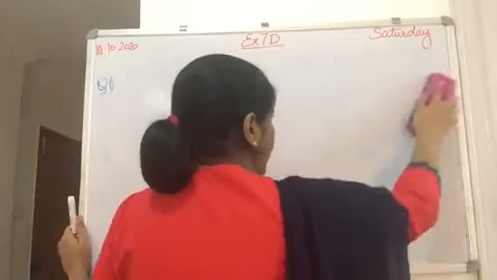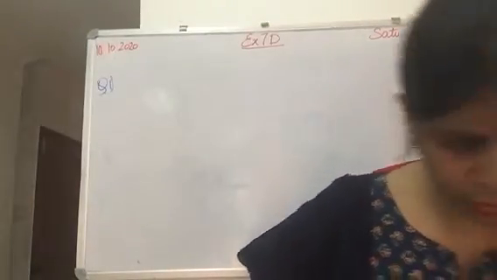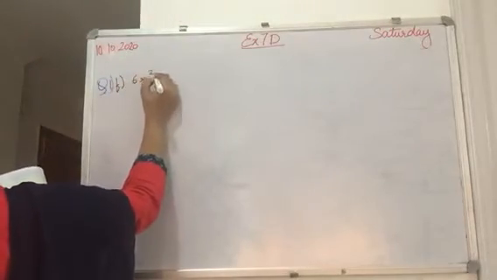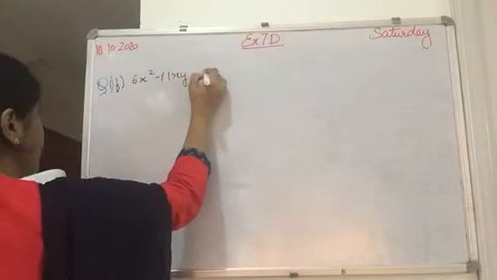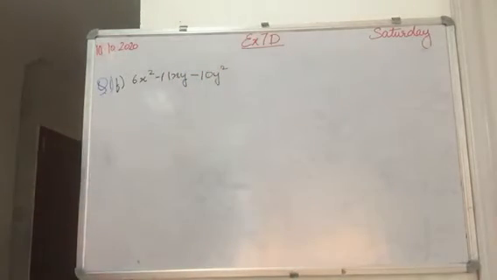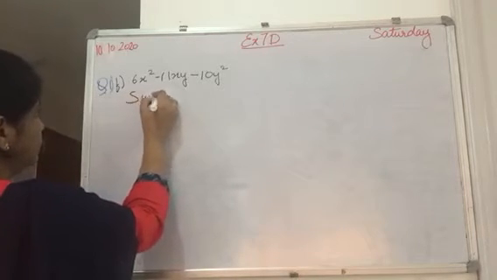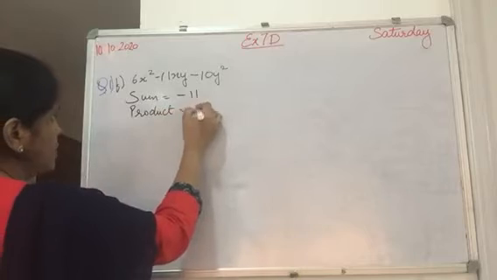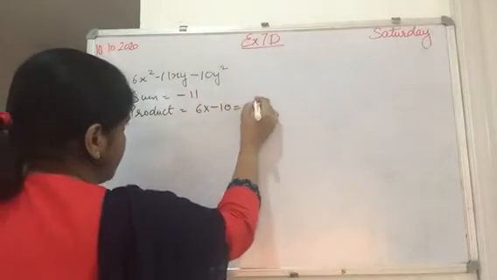Now we will do another part of it, that is the F part, that is 6x square minus 11xy minus 10y square. It has x and y both as common variables. Yes, so in that case what we will do? We will write it, sum minus 11, product 6 into minus 10 becomes minus 60.